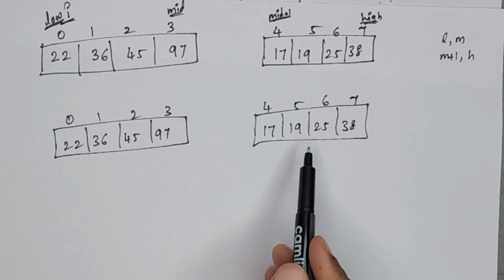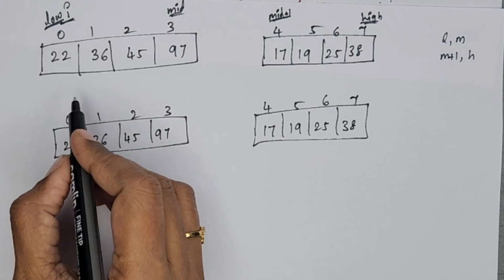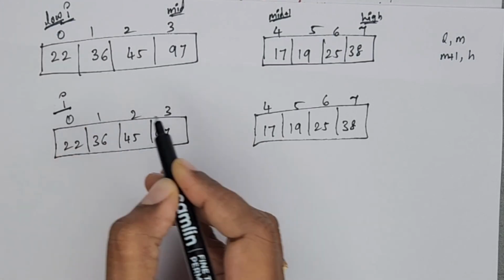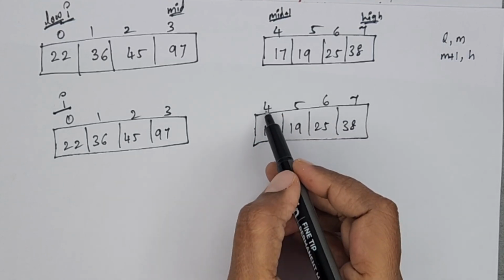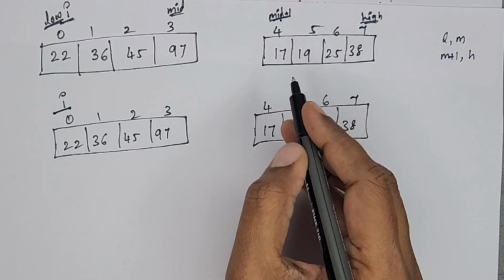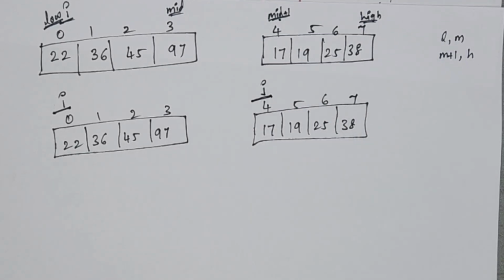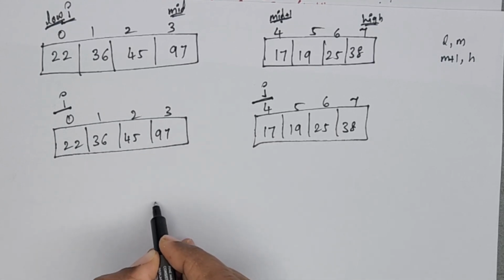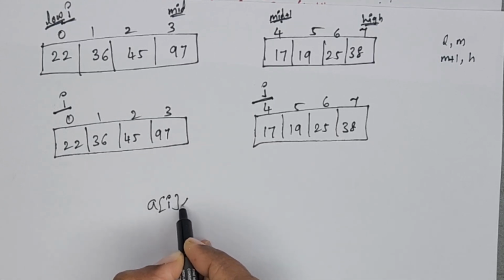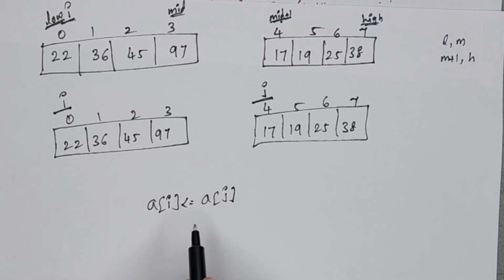I have written the same array again. See, the low value is 0. This low value is assigned to I. And in this array, the first element index is assigned to J. The first element index means it is mid plus 1, so mid plus 1 is assigned to J. Okay. Now we have to compare the ith element and the jth element. See, if A of I is less than or equal to A of J, then A of I is copied to the temporary array.